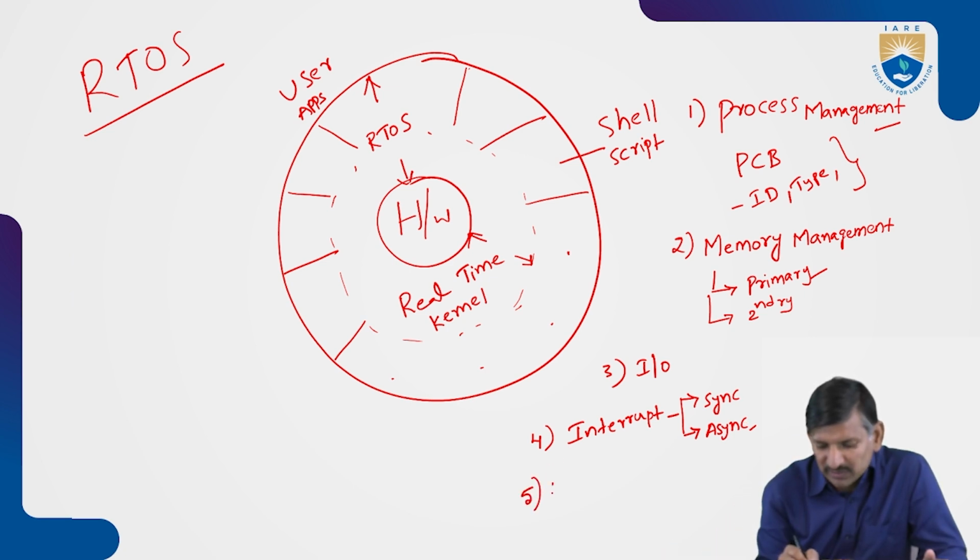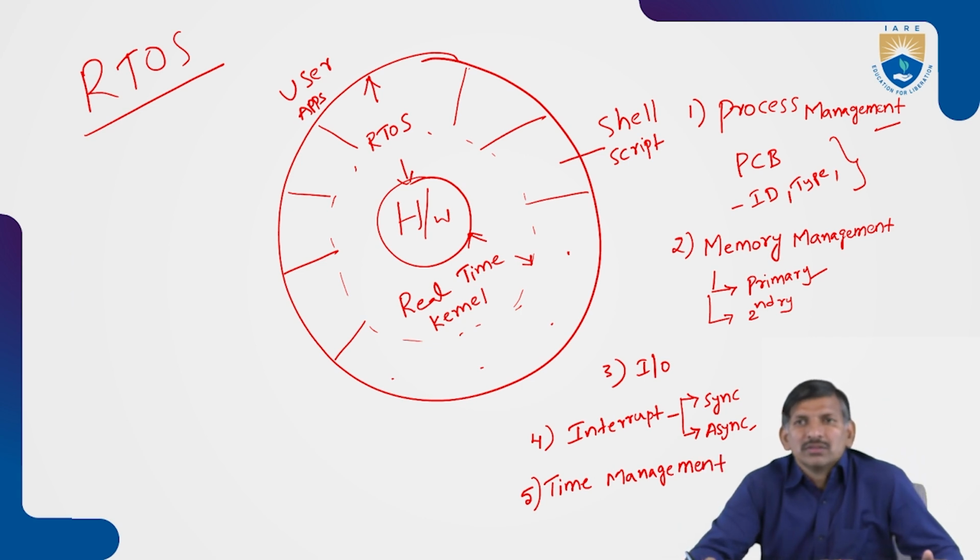Next, time management. Based on the real-time clock, it contains the real-time chip, RTC. It will calculate how much time is required for executing a particular task. Based on whether it is a 32-bit, 64-bit or 128-bit processor, or based on the clock frequency, by considering all these parameters, it will calculate which task will take how much time.